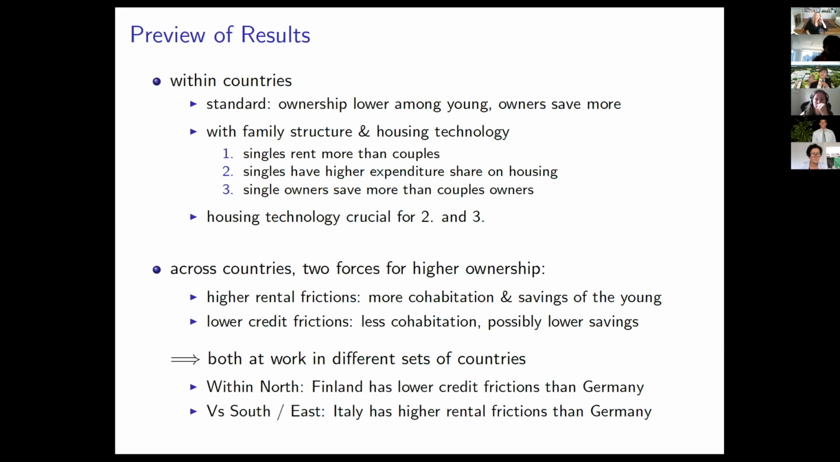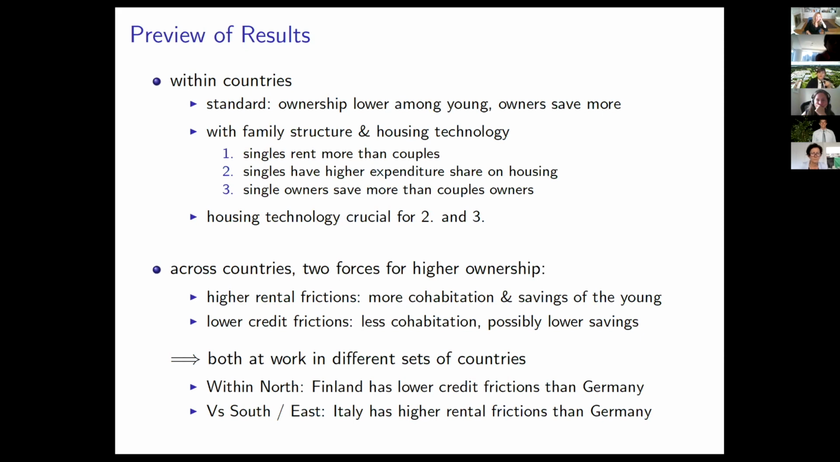Now, similar to these high frictions in rental markets, lower frictions in credit markets also increase ownership, but actually lead to lower savings and cohabitation. It's now easier for young households to move out so they're less likely to cohabit with parents. So in an economy with lower credit frictions, buying a house also requires less of a down payment, and so we would expect that aggregate savings could be lower.